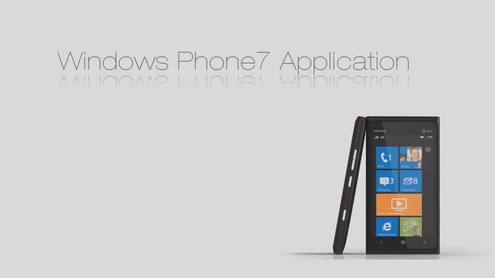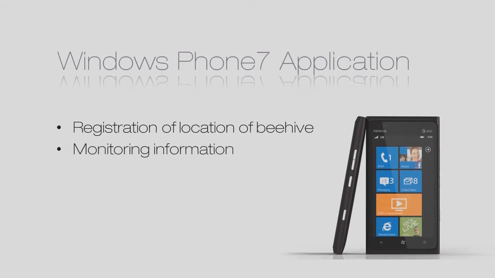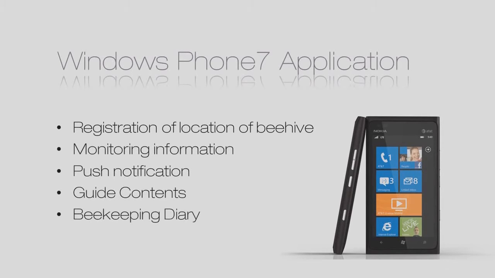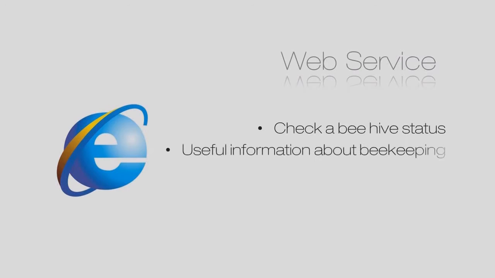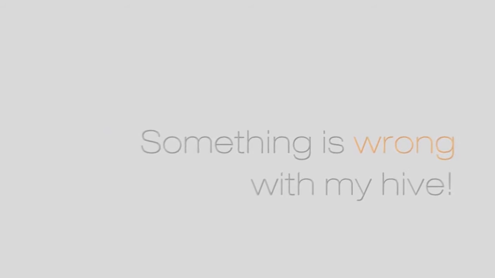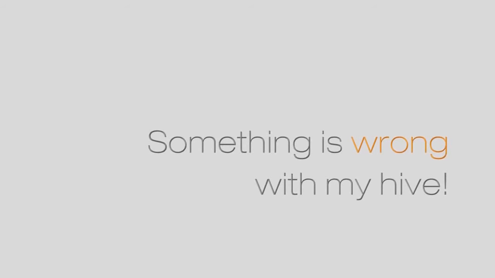The Windows Phone 7 application is composed of 5 functions: registration of the location of the beehive, monitoring information, push notification, guide contents, and beekeeping diary. The web service is composed of 3 functions: checking beehive status, useful information about beekeeping, and community service. If something is wrong at the user's hive, how can the user recognize it?